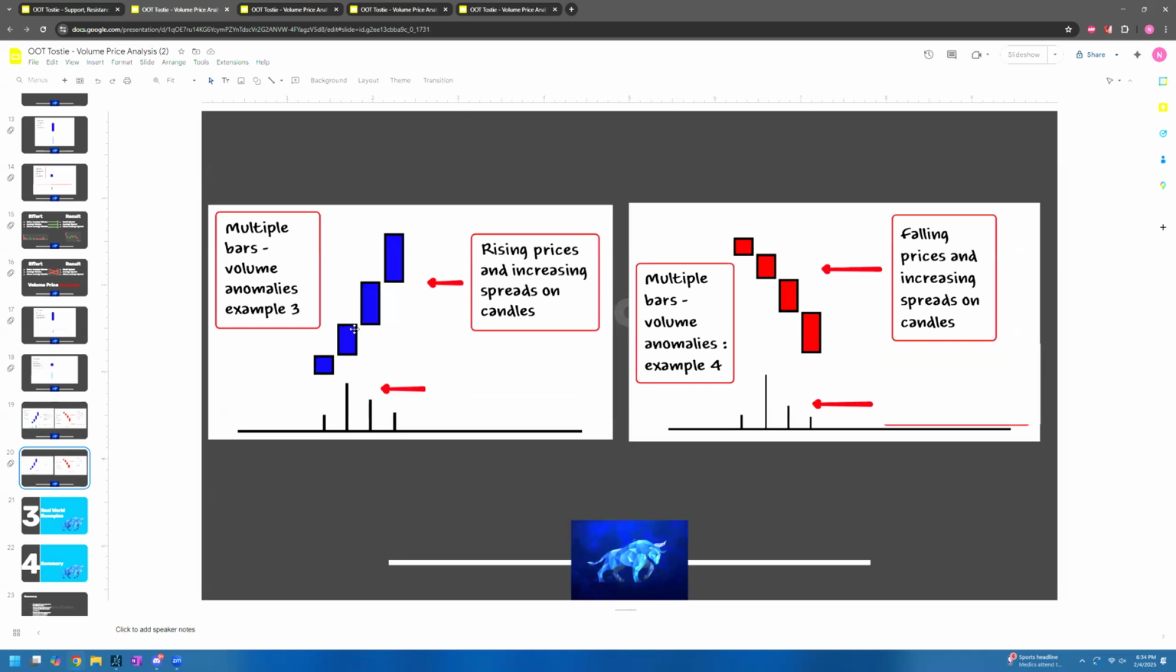Here, a little bit of a difference, right? We have price increasing, we have the spread of the candlesticks increasing, but volume starts to decrease. So that's kind of weird. And same idea, except the opposite. We have the spread of the candlesticks increasing, price is decreasing, yet volume's dropping off. So there's not more people selling as price goes lower.